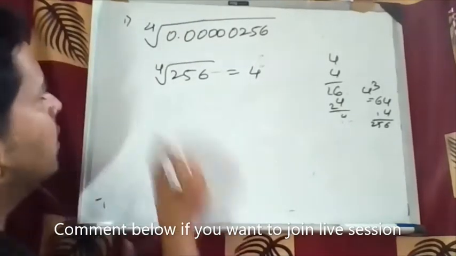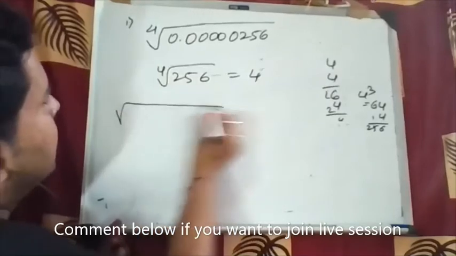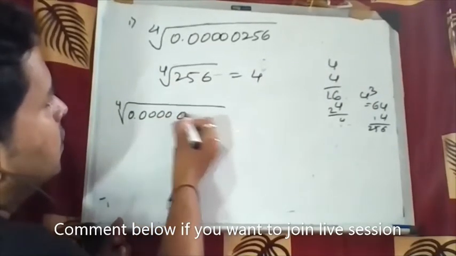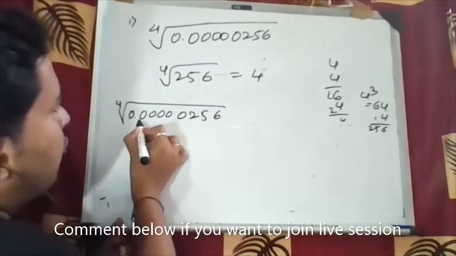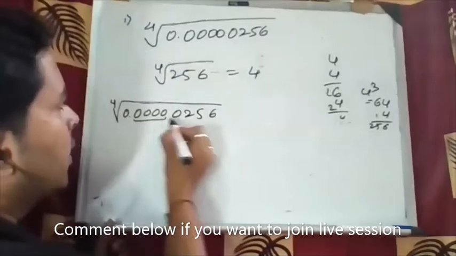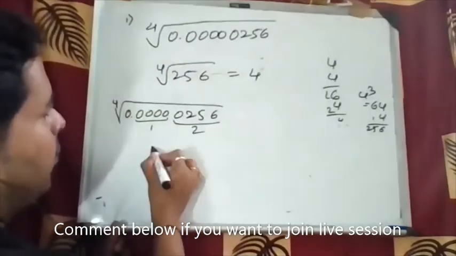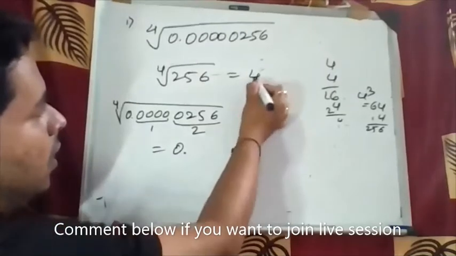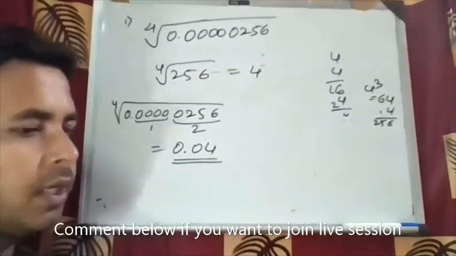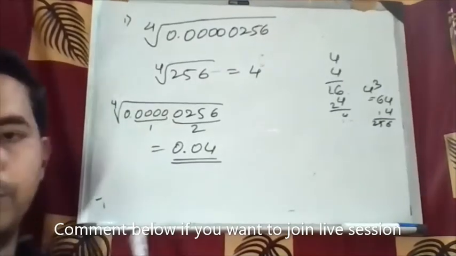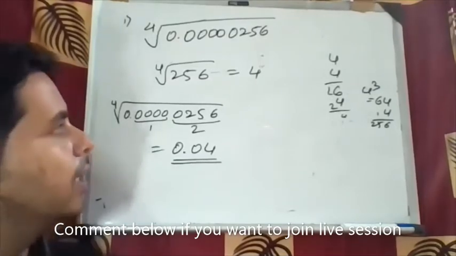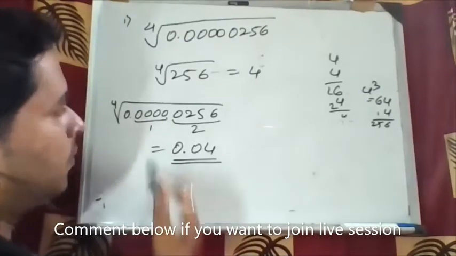Okay, so here what you have to make? They ask here the 4th root. So 0.000000256. Here make a group of 4 digits. Here one group and here two groups, and keep the decimal value 2 digits before. So here is the answer: 0.04. This is the answer.